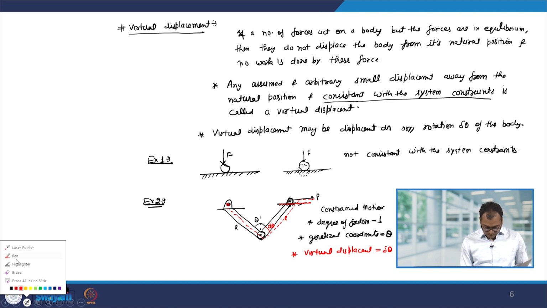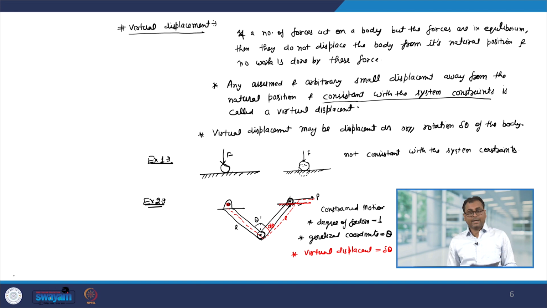Note that you can also write this in terms of x and y coordinates, and therefore the virtual displacement will be dx and dy. But since our generalized coordinate is theta, you have to convert this x and y in terms of theta. So, this delta x and delta y, if you write them in that form, will be a function of delta theta.